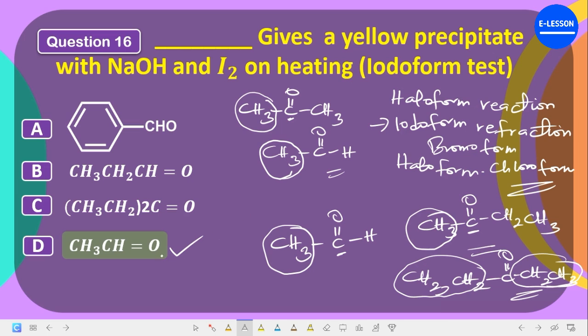So whenever acetaldehyde is heated with iodine and sodium hydroxide, the product is usually a yellow precipitate. So anything that has a methyl aldehyde or a methyl ketone should give the iodoform test, or the haloform reaction. Let's look at the next.